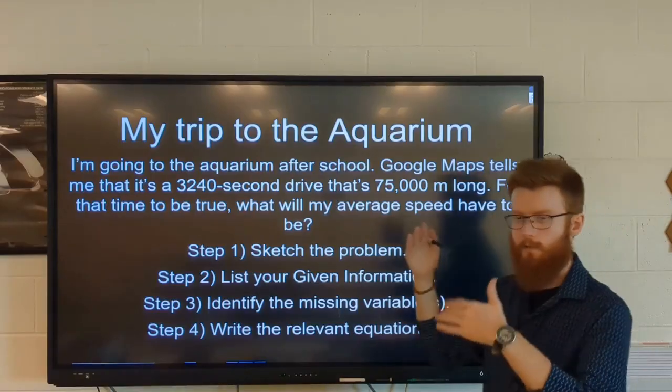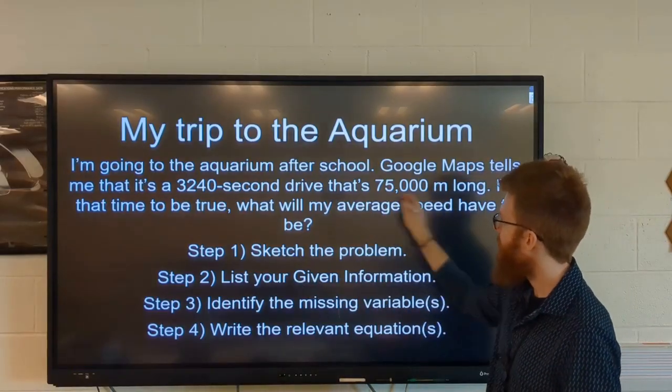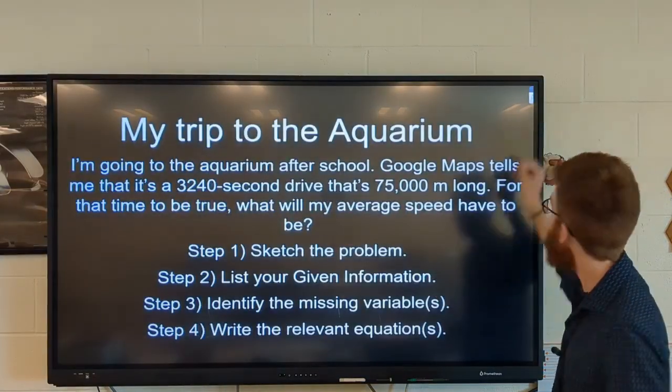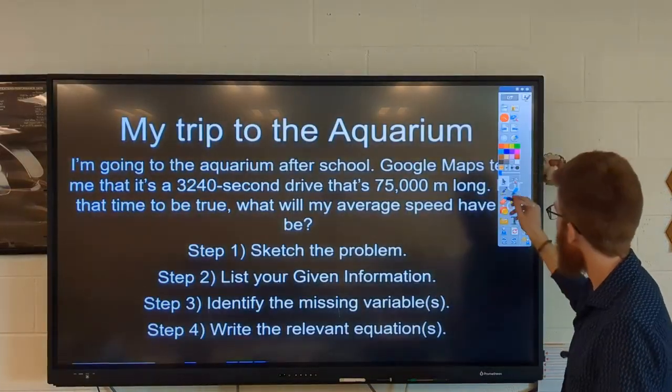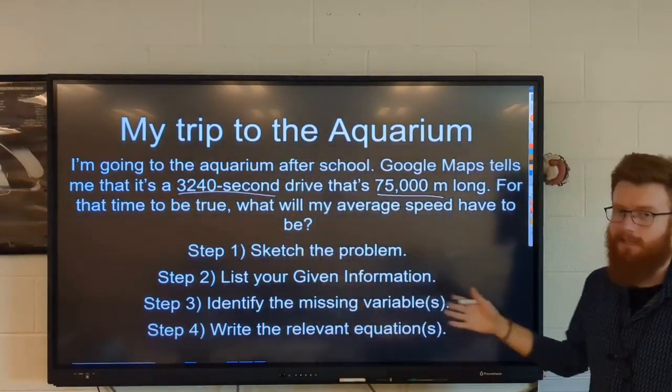To do this, I'm going to break it down to a few steps. I'm going to sketch out the problem, list my givens, as in the numerical tidbits it told me, and then identify any missing variables.